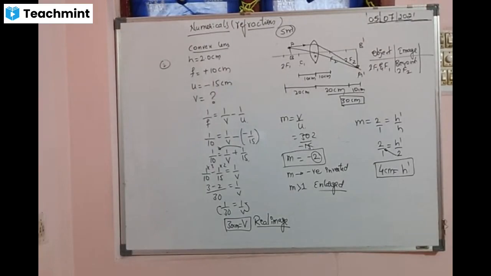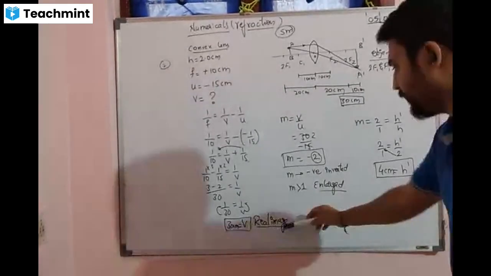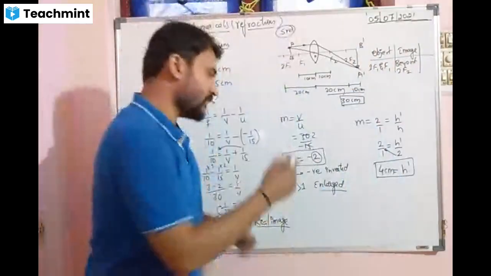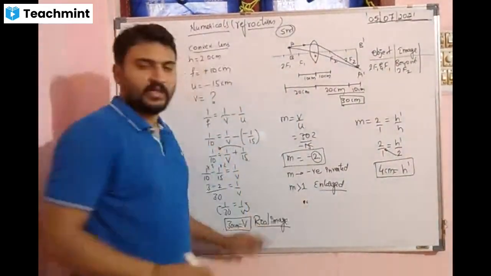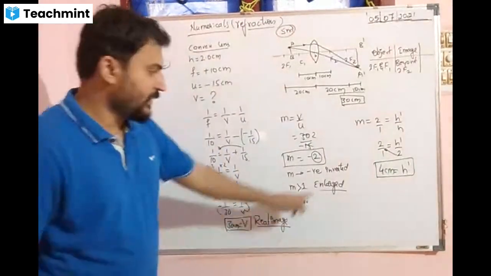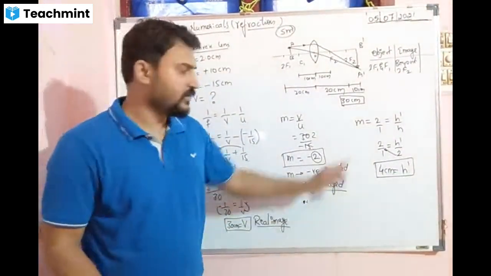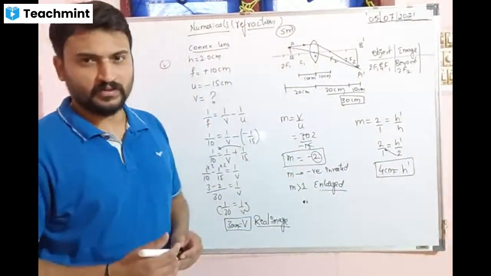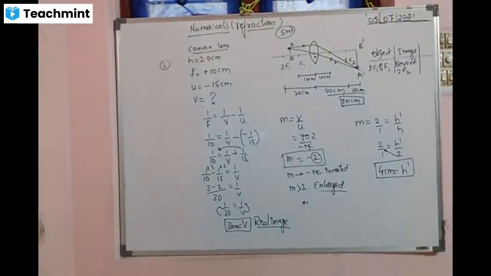No, sir. So at last you do one thing. I am writing here only everything. At last you write a small sentence. Write one sentence: Therefore, the image formed is real, inverted and enlarged. How many times is it enlarged? It is double the size of the object. Write it. It is the conclusion part of the problem.